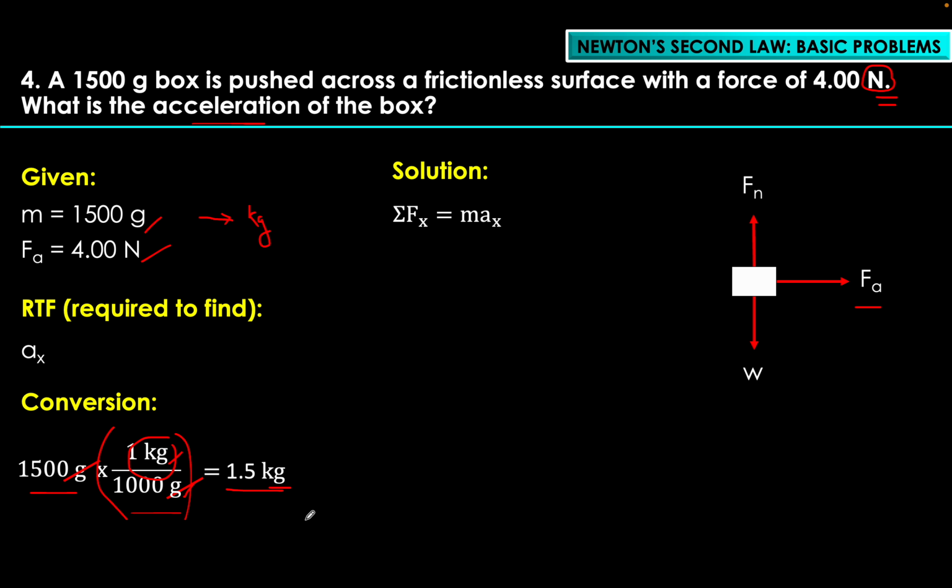For the solution, again, Newton's second law, because obviously we're just relating these three variables in here. Then the acceleration would be sigma Fx over m, because we're going to divide both sides by m, or mass, if you want to solve for acceleration.